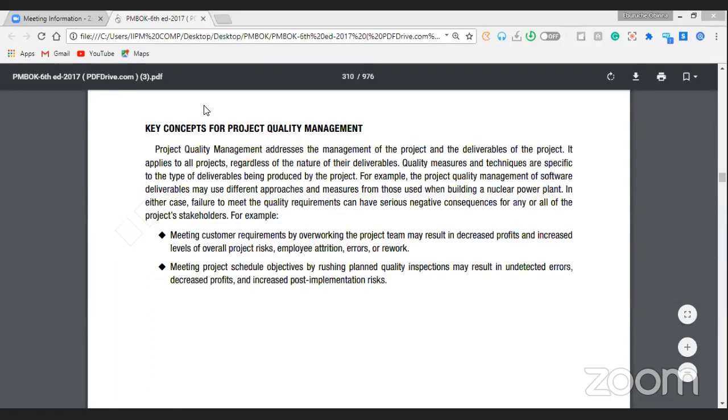And this is where crashing comes in. You remember we talked about project crashing, schedule crashing, in project schedule management. That could also be a case. If crashing is not well managed, it can result in what we're having here now. Okay, so we can have undetected errors, decreased profit, and increased post-implementation risks.